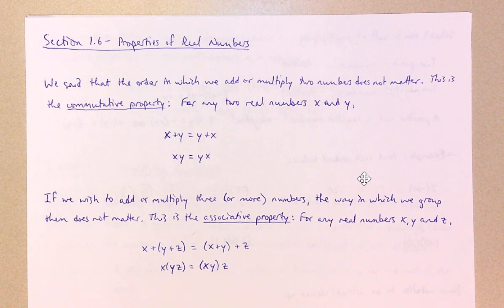commutative property. So for any two real numbers, x and y, x plus y is equal to y plus x, and x times y is equal to y times x. It really works for 3 numbers, 4 numbers, 5 numbers, any number of numbers whatsoever. As long as you're adding them all or multiplying them all, it doesn't matter which order you list those terms in. It's still going to give you the same product or sum.